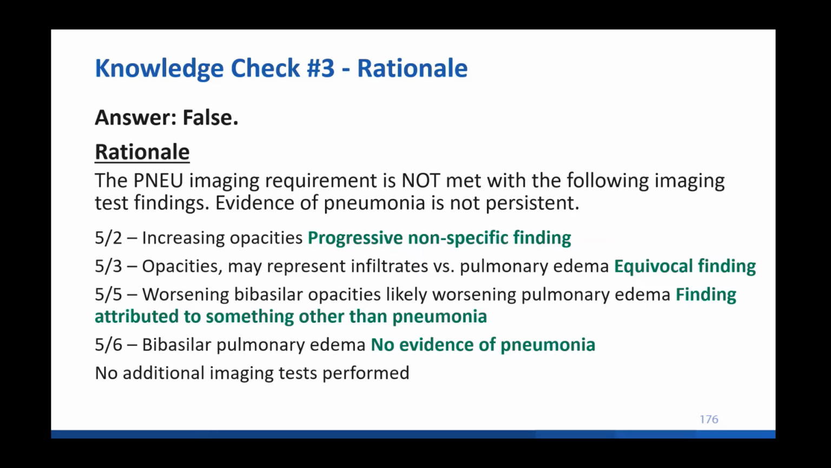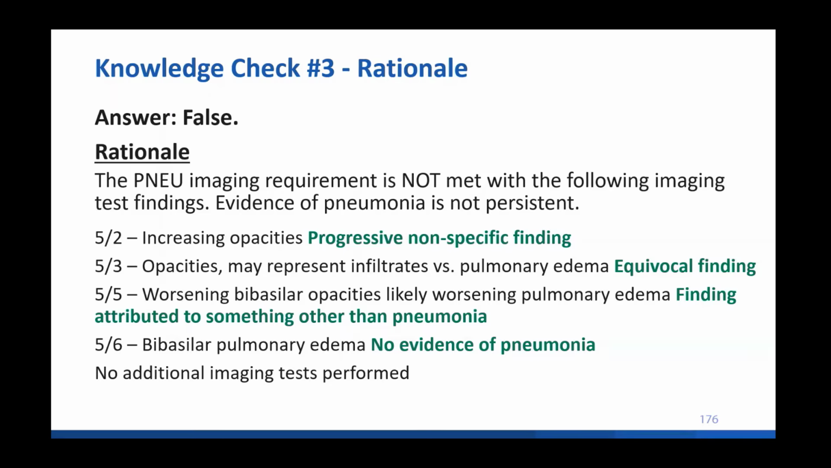In this scenario, the 5-2 imaging demonstrates a progressive nonspecific finding of increasing opacities. And remember, as per footnote number 2, opacities can be considered as eligible findings if not attributed to something other than pneumonia. But since persistence of eligible findings is also required to meet the imaging requirement, you must review subsequent imaging findings. And in this scenario, the 5-3 imaging findings are equivocal.